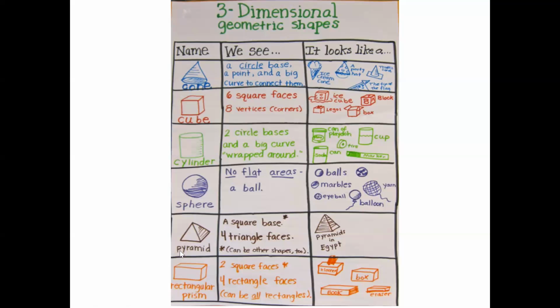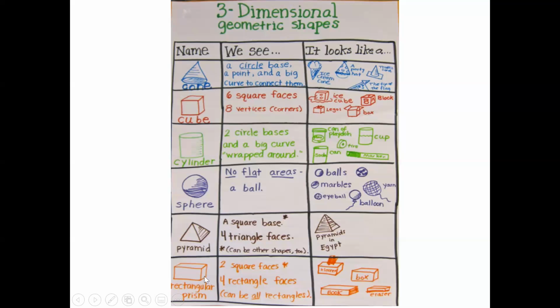The next 3D shape, can you say pyramid? Good. A pyramid has a square base at the bottom, 4 triangular faces. So if you were to hold a pyramid and you were to go around it, it would have 4 faces, and you can see that they are in the shape of triangles, but they could be other shapes too. An example of a pyramid would be there are pyramids in Egypt, okay? Or you might make a pyramid.